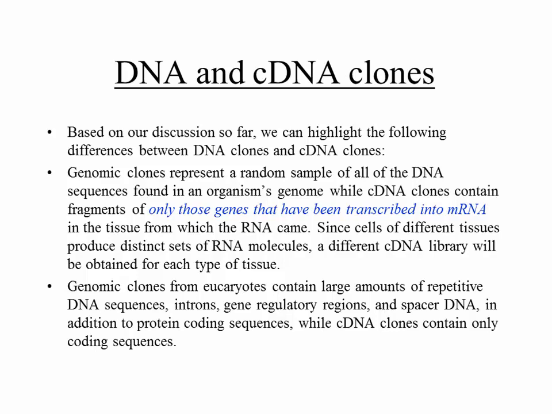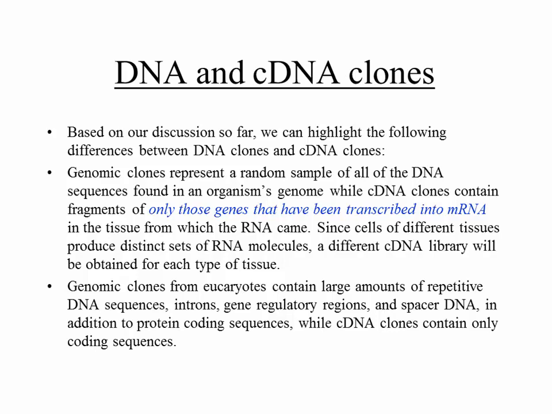Based on the discussion so far, we can highlight the following differences between DNA clones and cDNA clones. The DNA clones are the genomic clones. They represent a random sample of all of the DNA sequences found in an organism's genome, while cDNA clones contain fragments of only those genes that have been transcribed into messenger RNA in the tissue from which the RNA came. Since cells of different tissues produce distinct sets of RNA molecules, a different cDNA library will be obtained for each type of tissue. So you'll have a different cDNA library for, let's say, the liver versus the kidney versus some other organ.